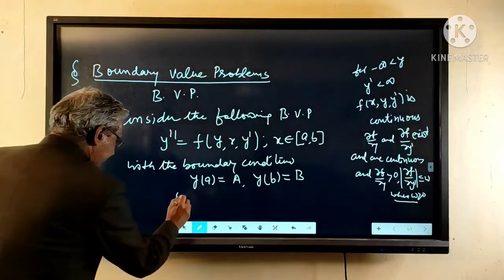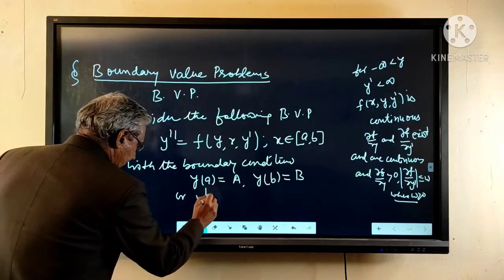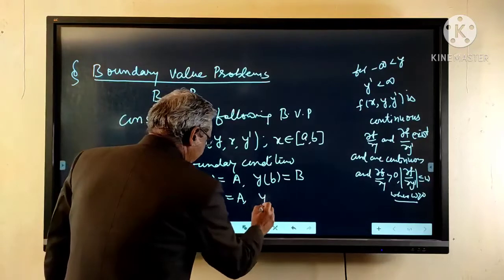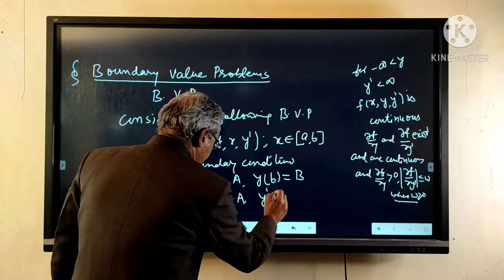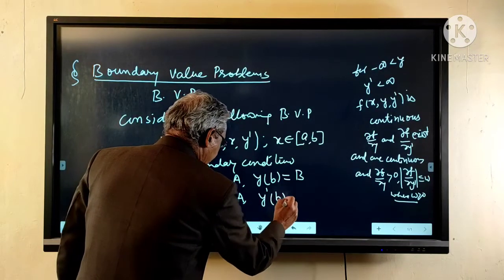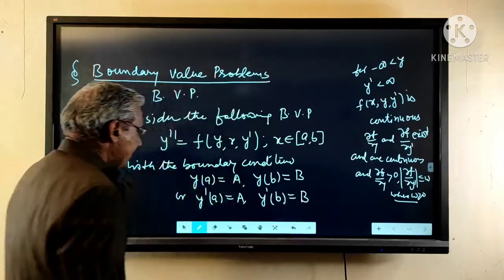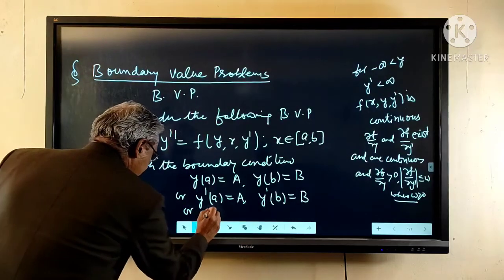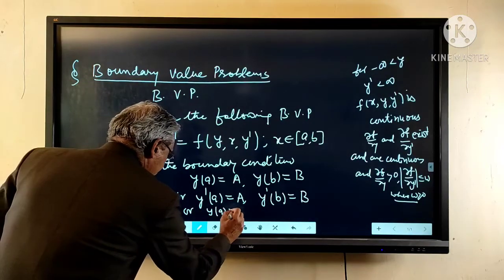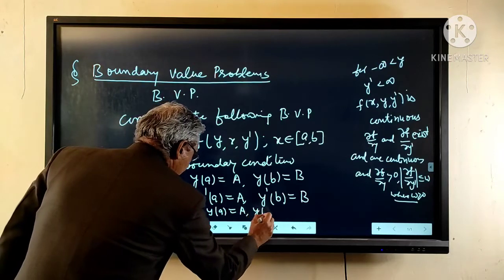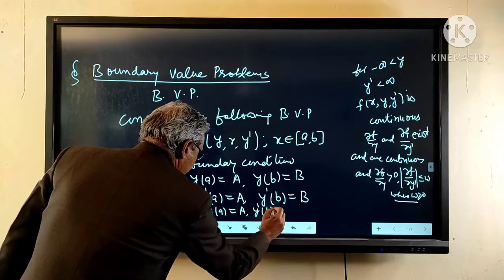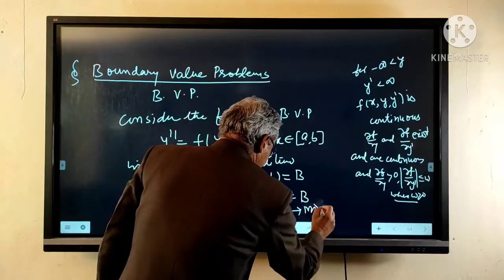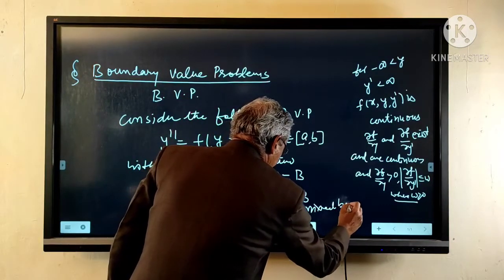or when x equals a, y dash equals α, and when x equals b, y dash equals β. Or the condition may be, when x equals a, y equals α, and when x equals b, y dash equals β. This is the mixed boundary condition.